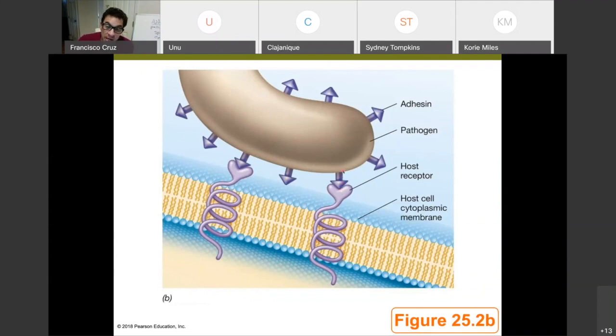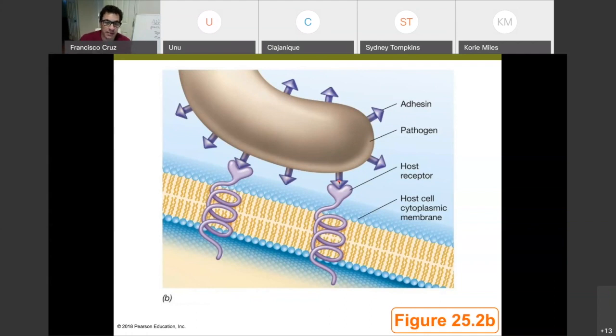This is a simplified diagram because we see a cell and then an adhesion molecule coming from the bacteria. But where is this adhesion molecule anchored? What is it bound to? You can have it bound to just the cell or the virion, as we've observed, but you can also have it as a part of a capsule.